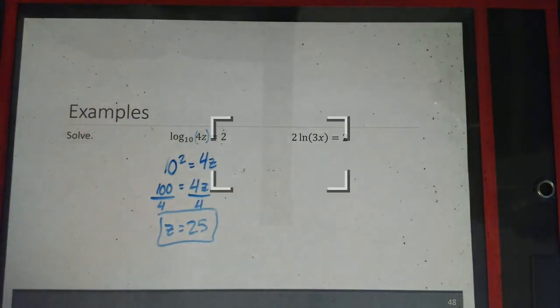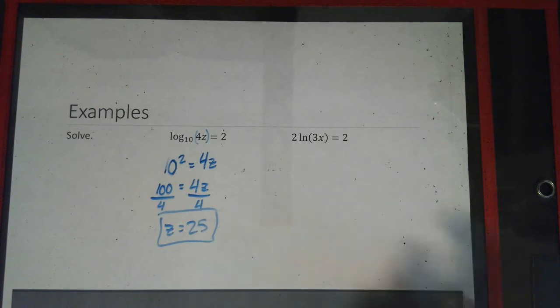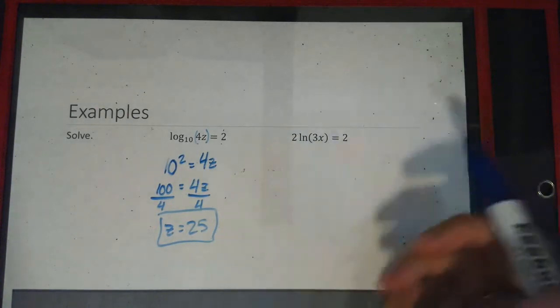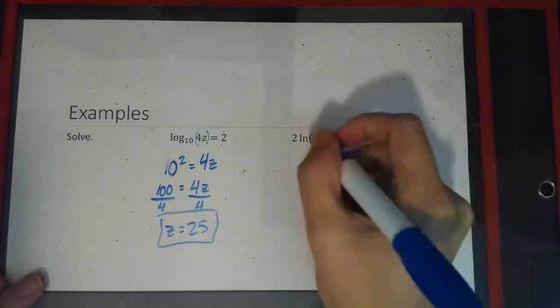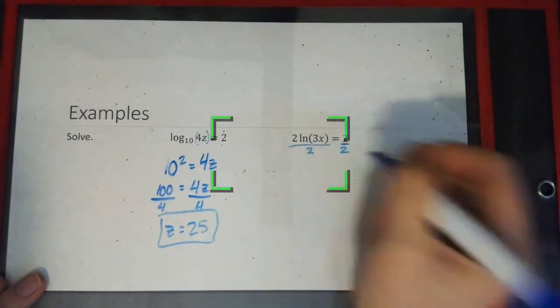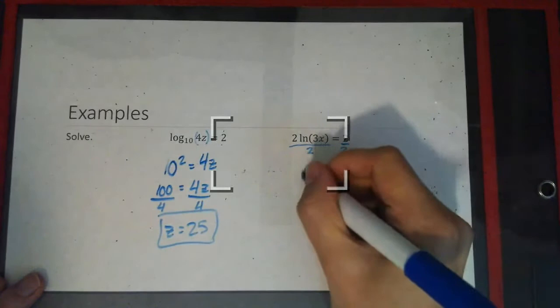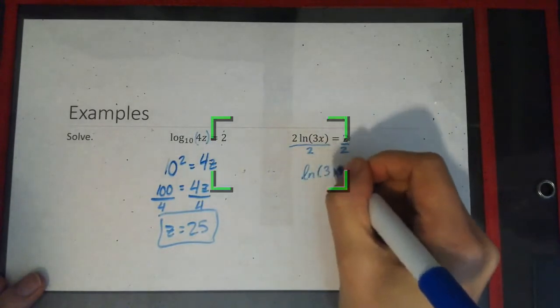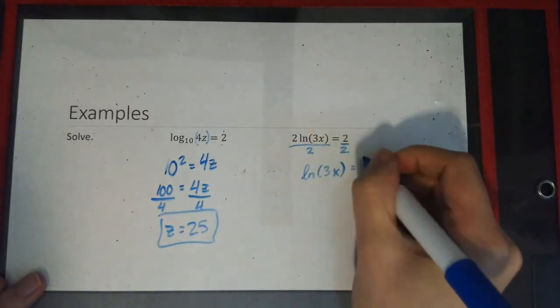Next up, we're looking at 2 times the natural log of 3x is equal to 2. Well, I do have just one logarithm, so I want to put it in exponential form, but I can't do that until the logarithm is by itself. So I need to get this first 2 out of here. Since that 2 is multiplied by the natural log, I can get rid of it by doing the opposite of multiplication, which is division. And I'll have the natural log of 3x is equal to 2 divided by 2, which is 1.